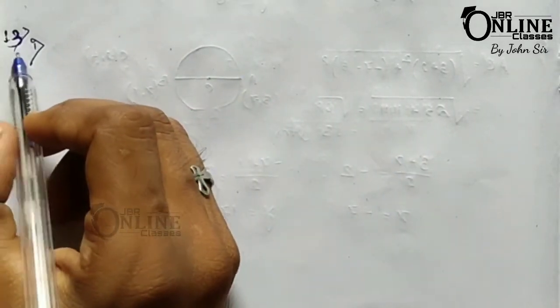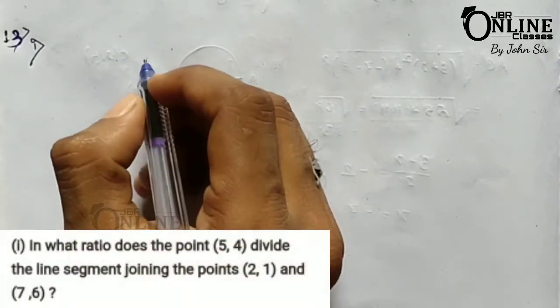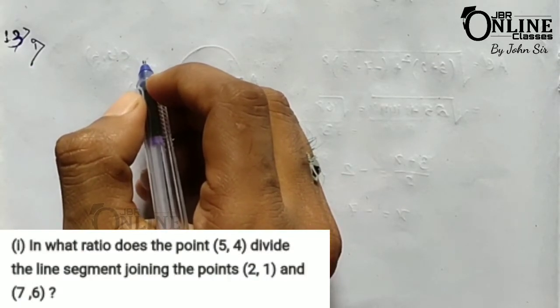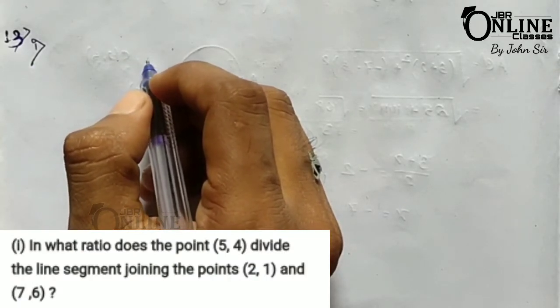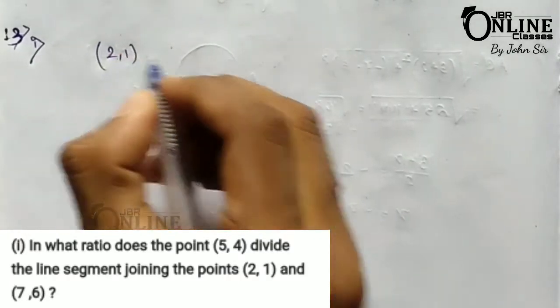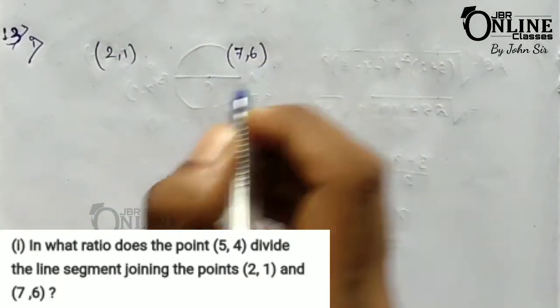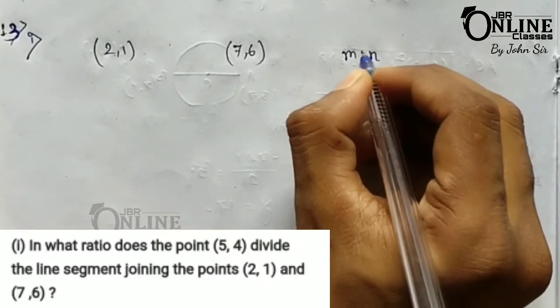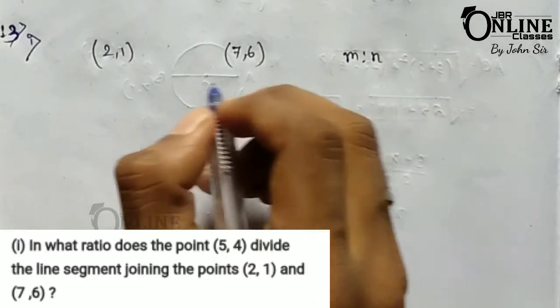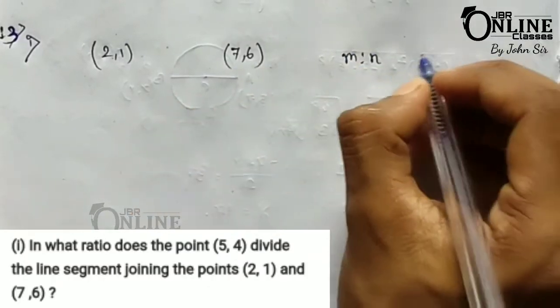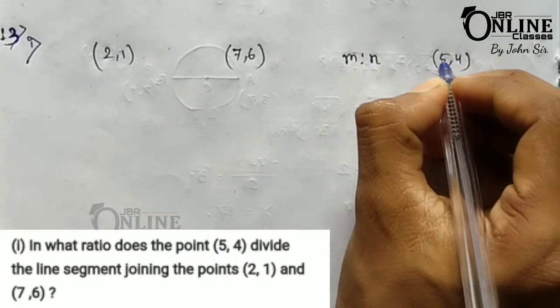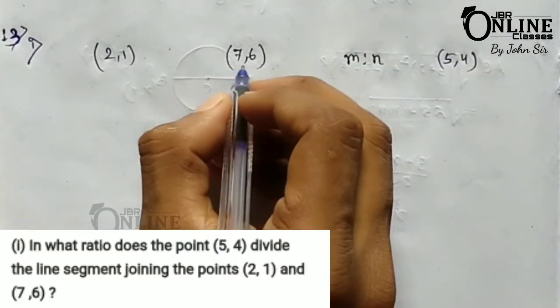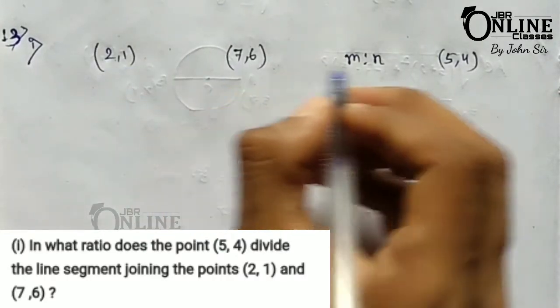Now 13.1. In what ratio does the point (5, 4) divide the line segment joining the points (2, 1) and (7, 6)? Okay, so now you have to find the ratio. Suppose the ratio will be m is to n. The point (5, 4) is the coordinate of the point which divides the line segment (2, 1), (7, 6) in the ratio m is to n.